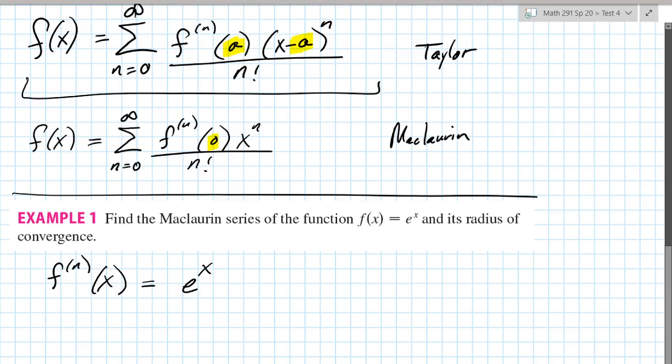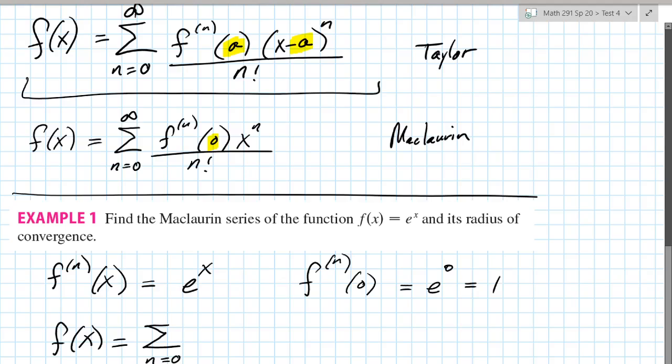Since this is a Maclaurin series, we want the nth derivative at 0. So this would be e to the 0. That would give us 1. Okay, that means if we go back to our f of x formula, we've got the sum from 0 to infinity of the nth derivative at 0, that's 1, times x to the n divided by n factorial.